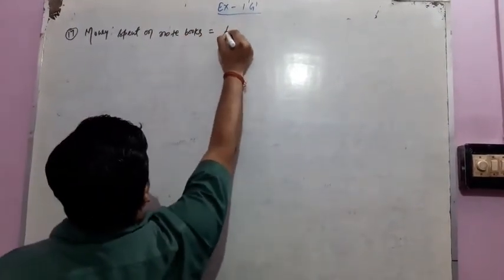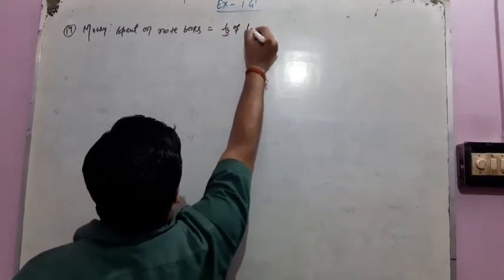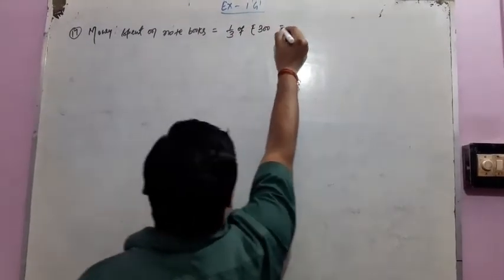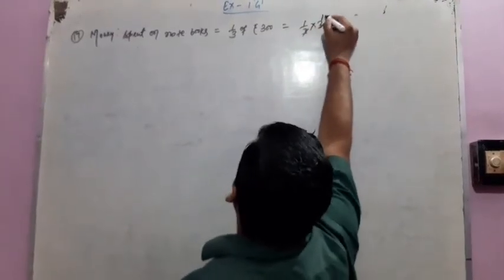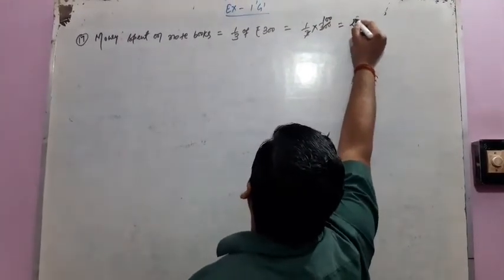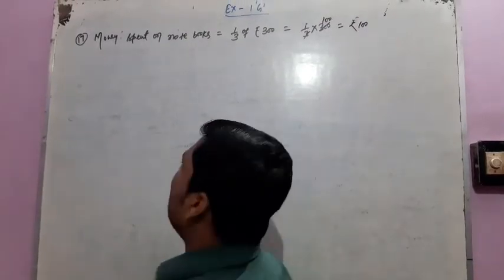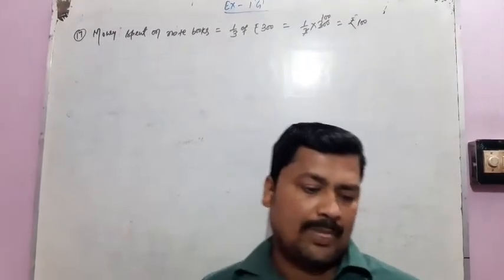That is 1/3 of rupees 300, that is 1/3 into 300, that is 100 rupees. So 100 rupees she has spent on notebooks.